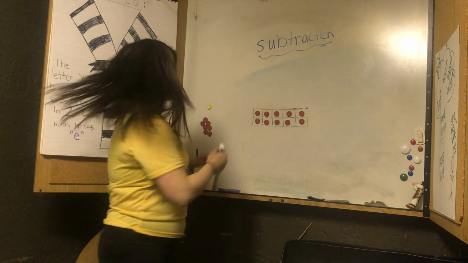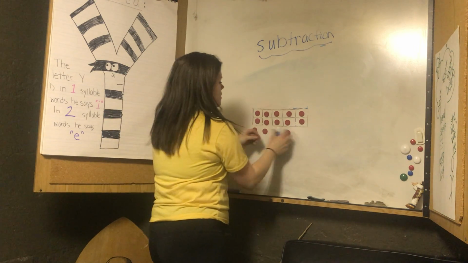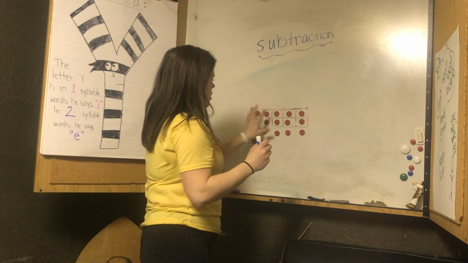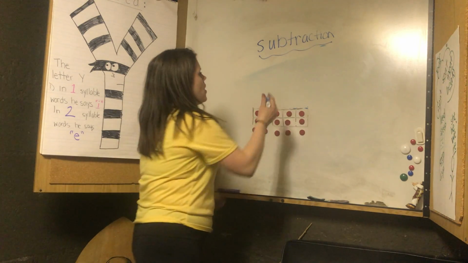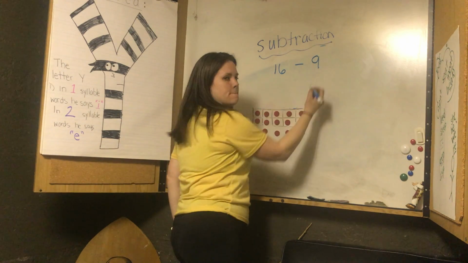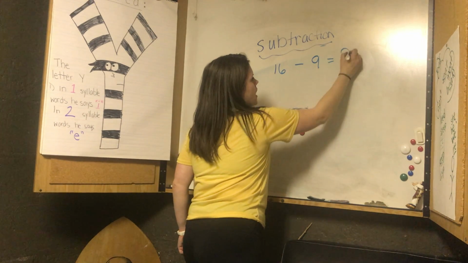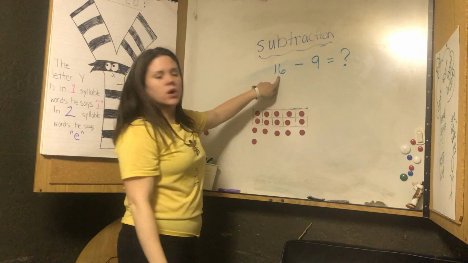Number 2. 16 take away 9. All right, so I start with 16. I have my full 10 frame. That's my 10. That's what I want to get to. That means I want to take away 6. 16 minus 9, or 16 take away 9. And what is the difference? I don't know. Okay, what do I want to do?